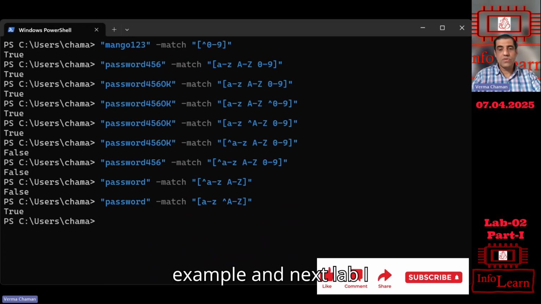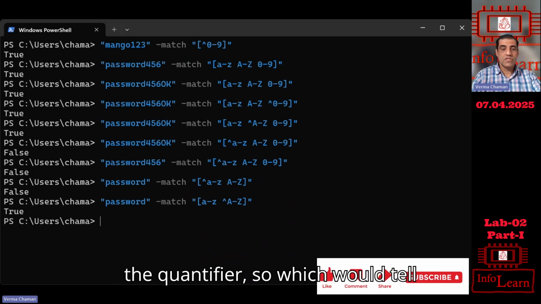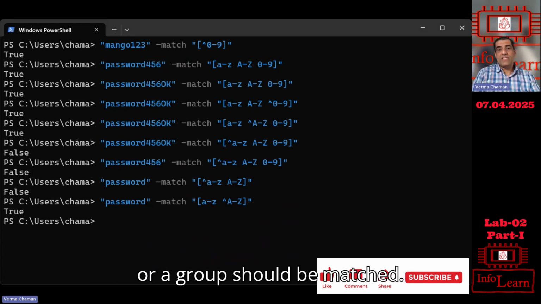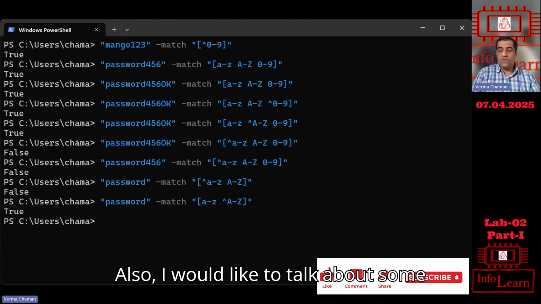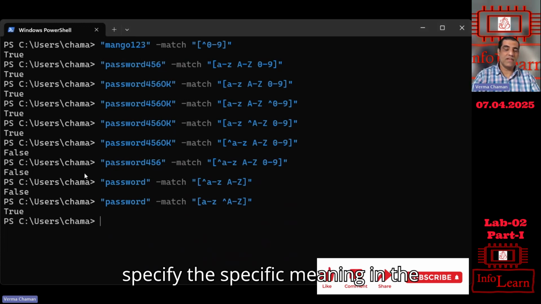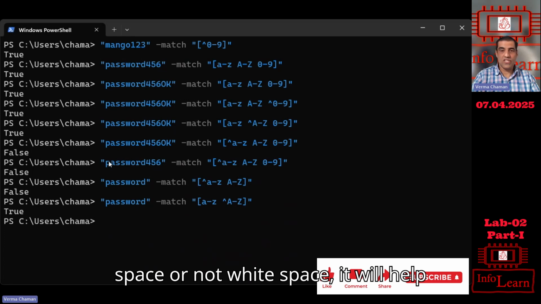And in the next lab, I would like to discuss more regex expressions, for example, quantifiers, which tell us how many times a character or a group should be matched. I would also like to talk about some special characters in regular expressions which can help us specify a specific meaning in PowerShell, for example, word characters, white space, or not white space.